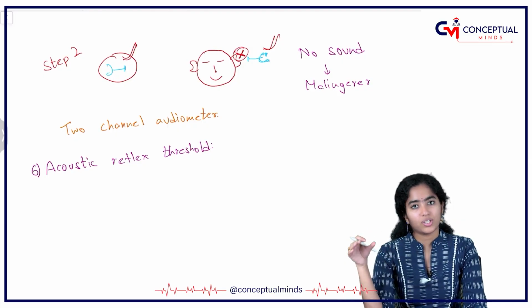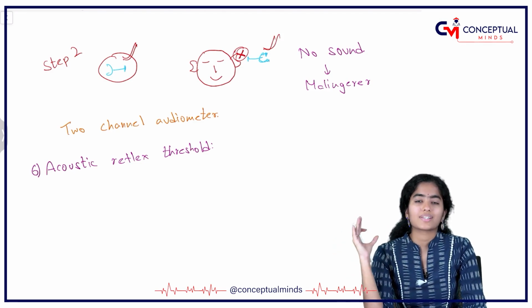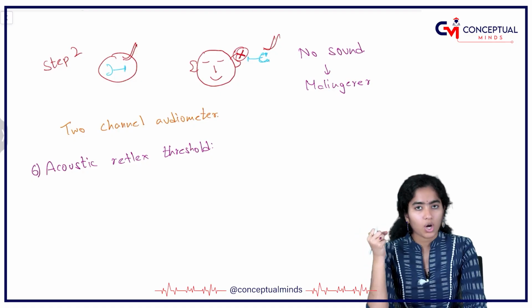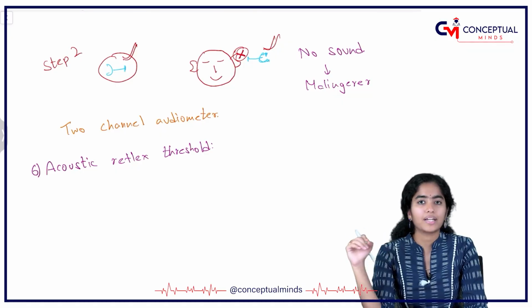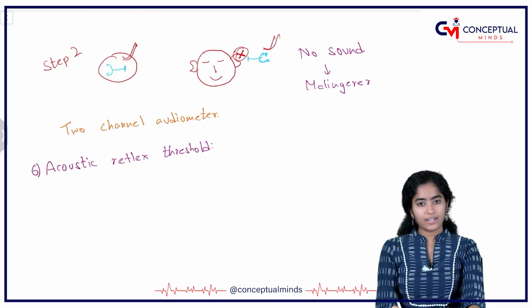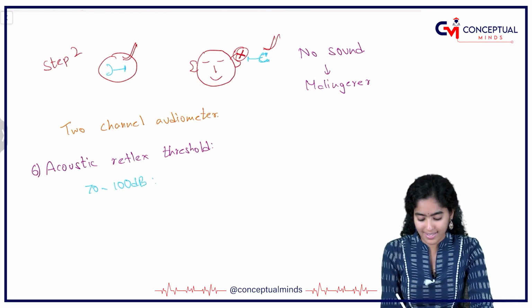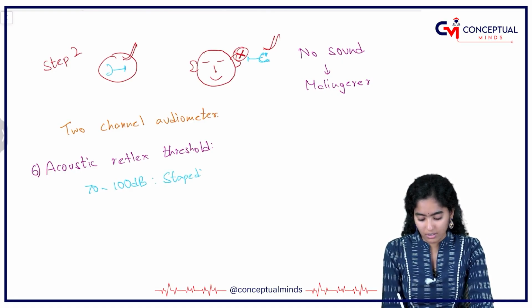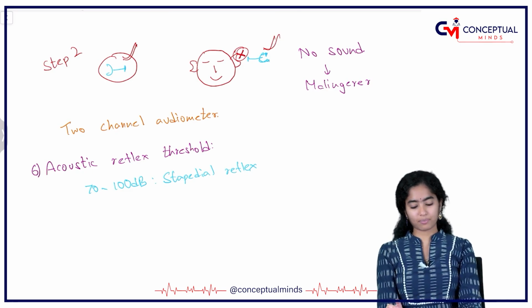So even if the patient claims that he is not hearing, when you expose him to a loud sound, the stapes will do its job. It will contract and show the stapedial reflex. And the stapedial reflex can be demonstrated, it can be measured. So normally the stapedial reflex occurs at 70 to 100 decibels sound, if the patient can hear that sound. If he cannot hear the sound, no stapedial reflex.